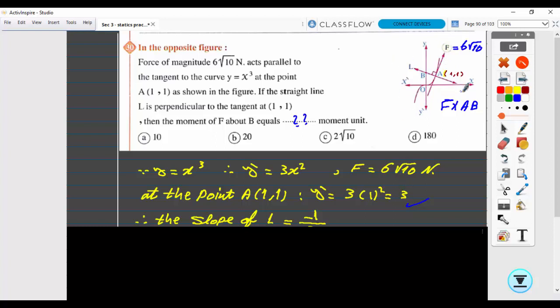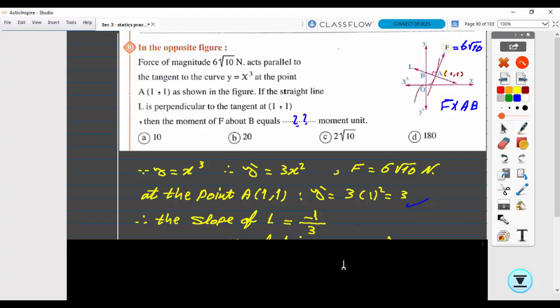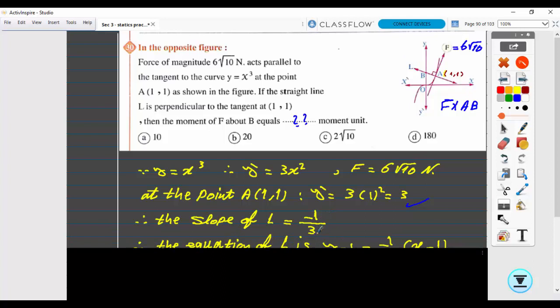So what is the slope of the perpendicular? It is negative 1 over 3. Don't forget that. Remember that M1 multiply M2 equals negative 1. The slope of the tangent multiply the slope of the perpendicular equals -1. And from that, you can deduce that the slope of the straight line L equals -1/3.